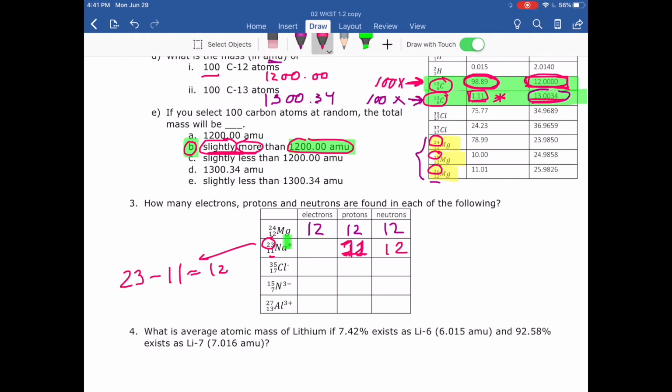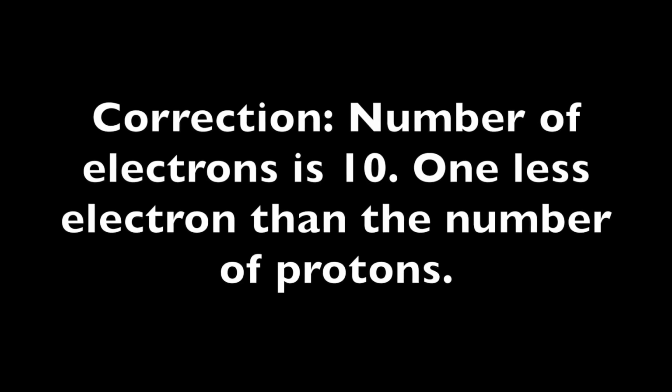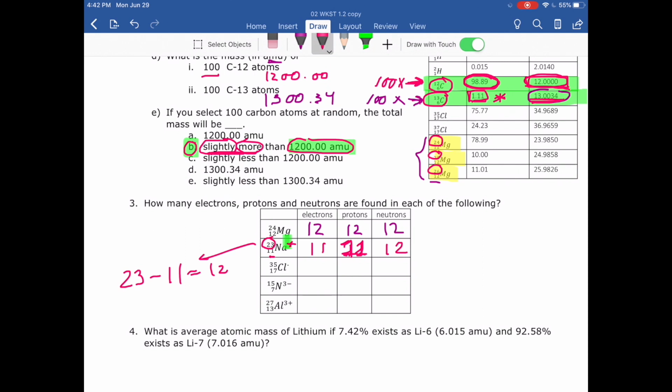And then finally, because we have an ion here with a positive charge, having a positive charge means that this atom has one less electron than the neutral atom. Because it has one positive charge, it has one less electron than the neutral atom. The neutral atom would have 12, so this one has to have 10. So one positive charge means that the ion has one less electron than protons.